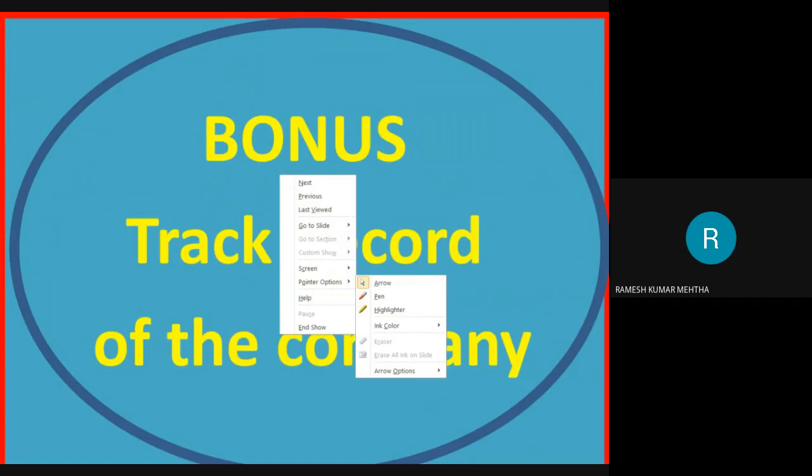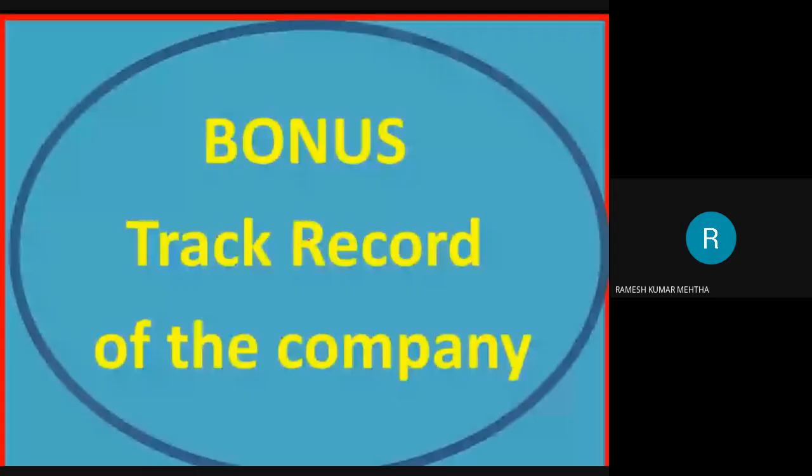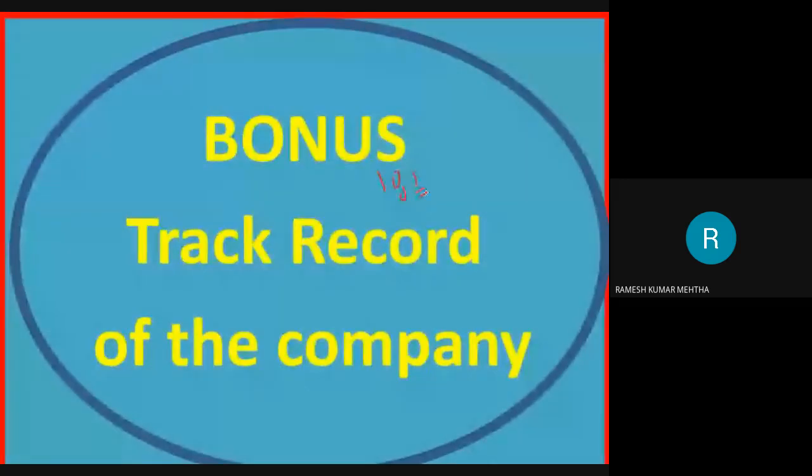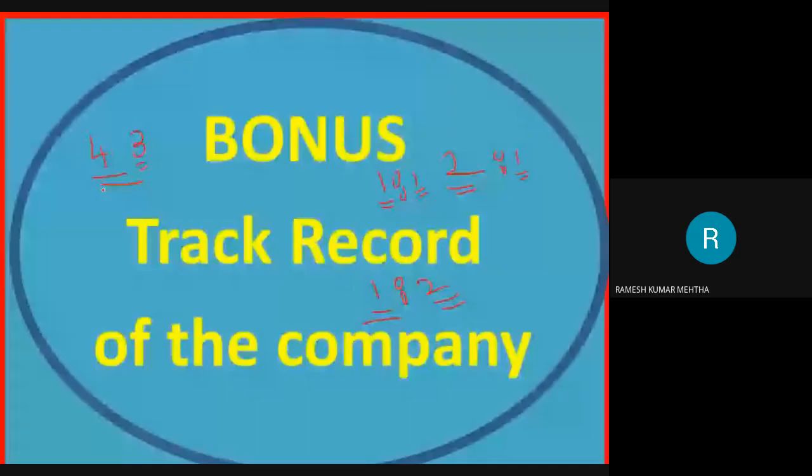So what do I mean by bonus? Bonus is nothing but, for every share held, some number of shares are declared as a bonus. For example, 1:1 means for every one share held by you, you will get one share. 2:1 means if you are holding one share in the company, you are going to get two shares. 1:2 means for every two shares held by you, the company is going to declare a bonus of one share. 4:3 means for every three shares held by you, the company is going to declare a bonus of four shares.